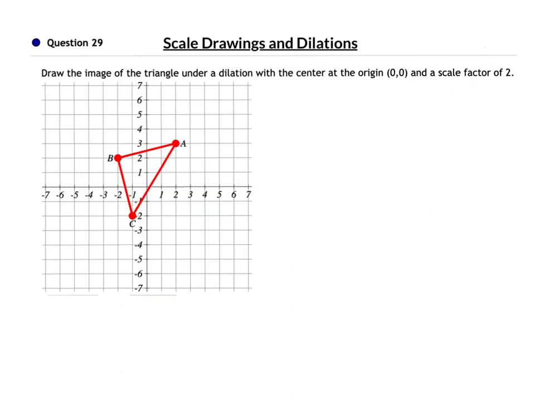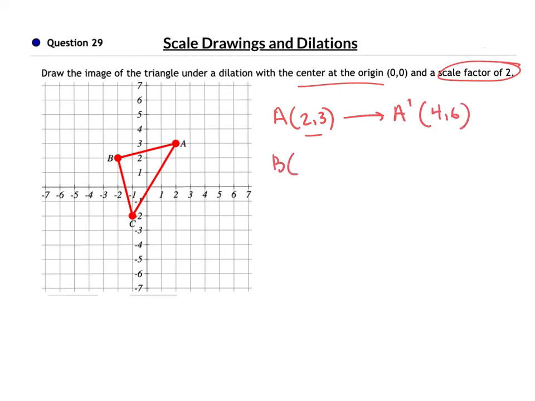In question 29, we're back to the center being at the origin, which makes it a whole lot easier. The scale factor is 2. Take those points, A, which is (2, 3), multiply the points by 2. As long as the center's at the origin, that's all we do. It's got to be at the origin to do that. That becomes A prime, which is (4, 6).